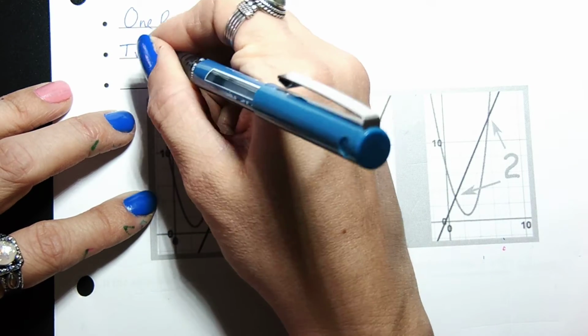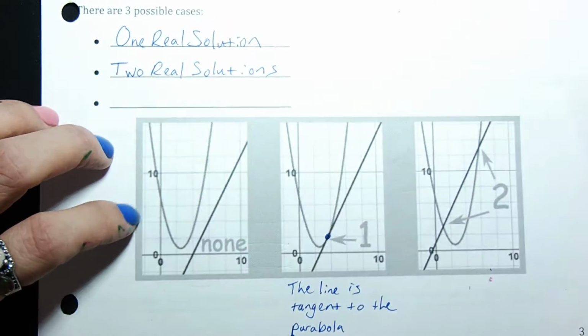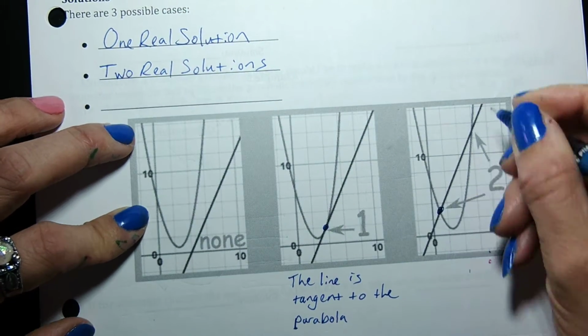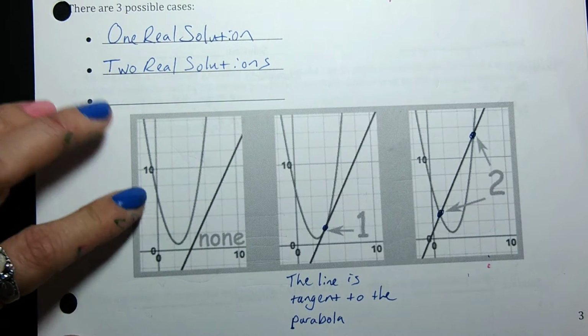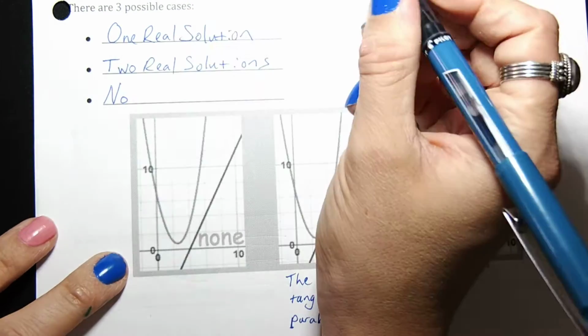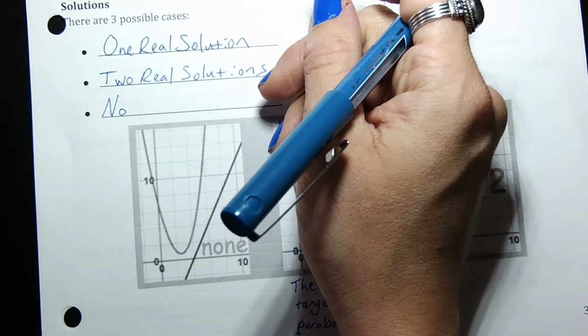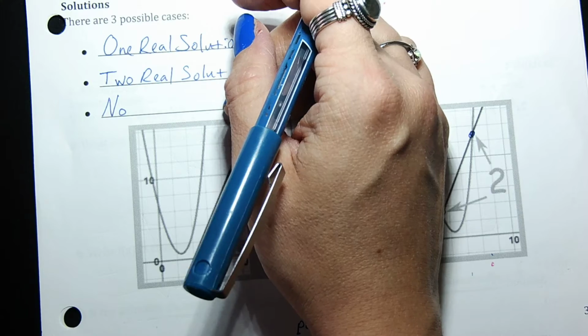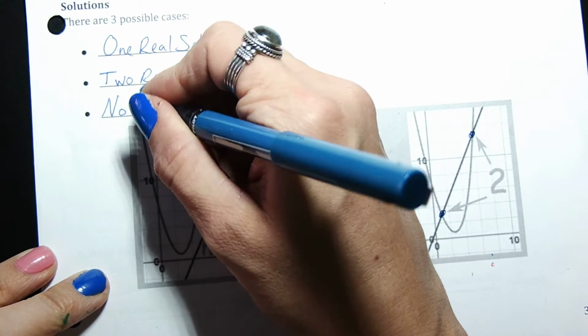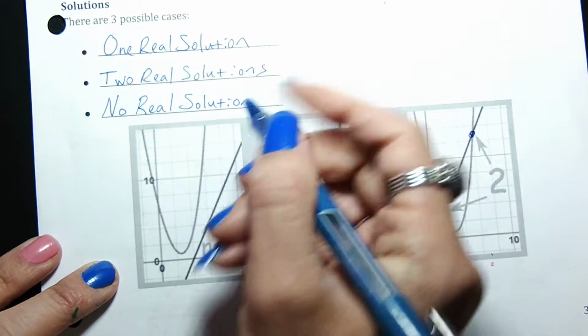2 real solutions is also a possibility. This line is hitting this parabola in 2 different spots. Now, our last scenario is when our line doesn't touch the quadratic at all. You might just say no solution, but from everything that we've done so far with the quadratic formula and how it cannot touch the x-axis but actually have algebraic solutions, we need to specify that if they don't intersect, they have no real solutions.